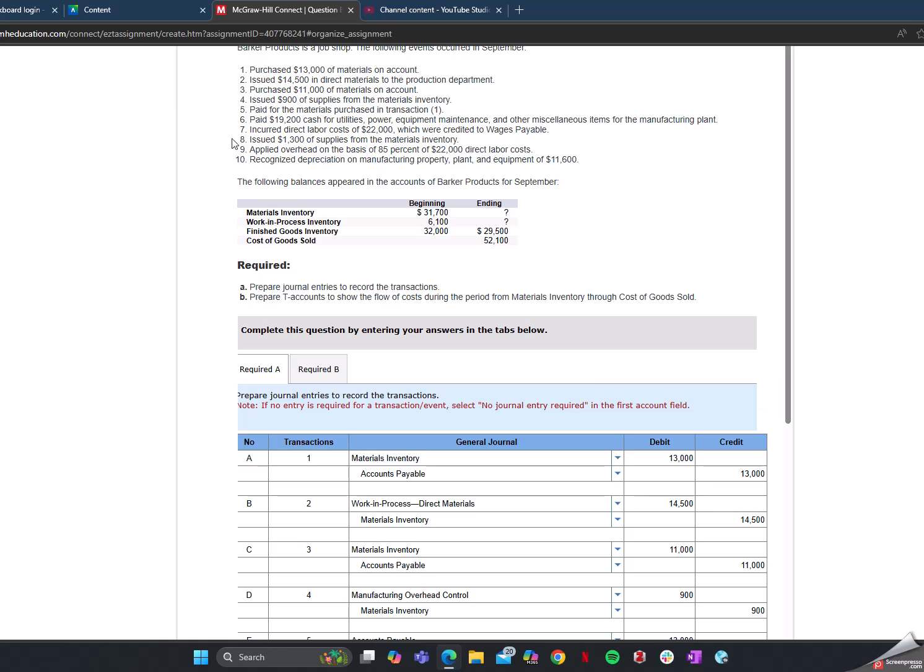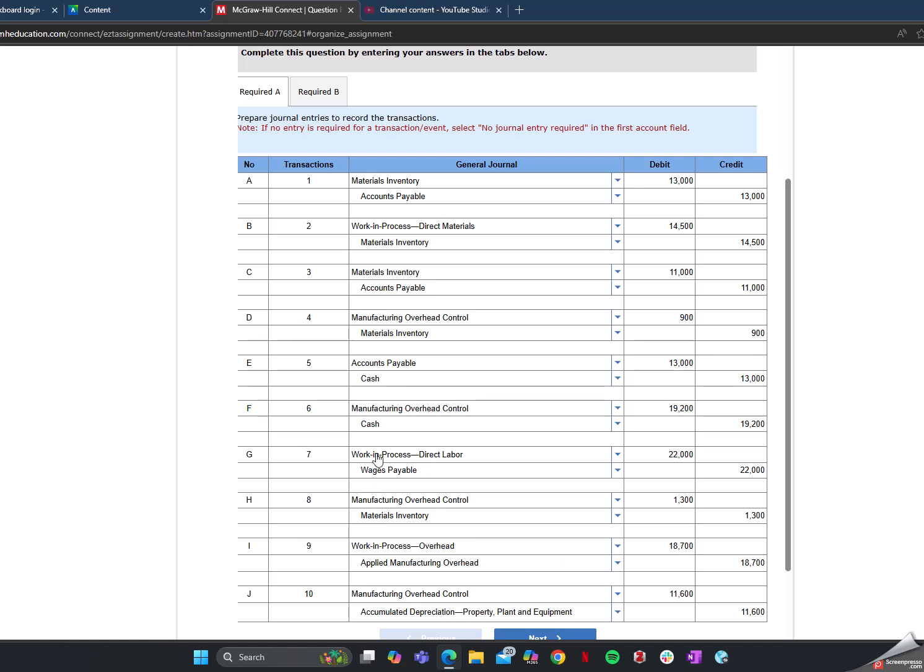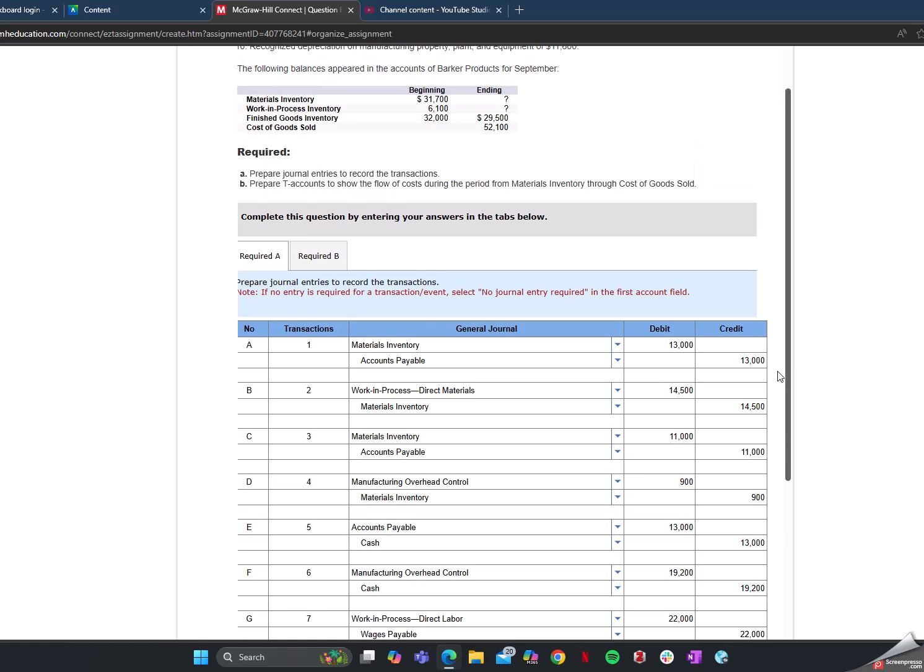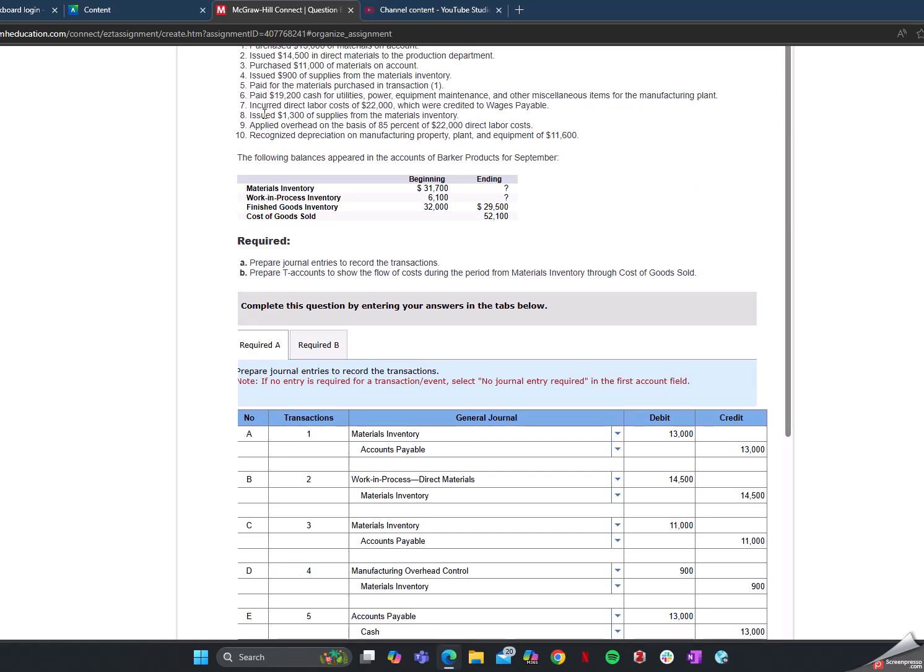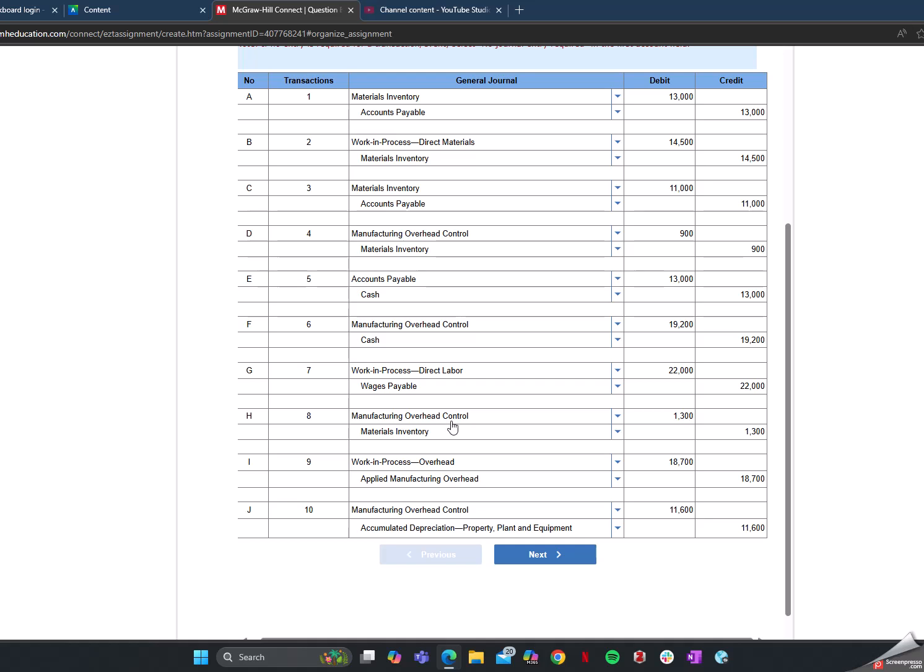Okay, then we incurred direct labor costs of $22,000, and we credited wages payable. If they're direct labor costs, they're going to go into our work in process, direct labor, to identify it. And then we set up the liability, wages payable, to our employees. Then number 8, we issued $1,300 of supplies from the materials inventory. Again, that is going to go into our manufacturing overhead control because they're indirect supplies, and then we credit the materials inventory.